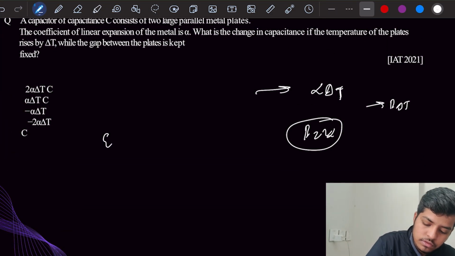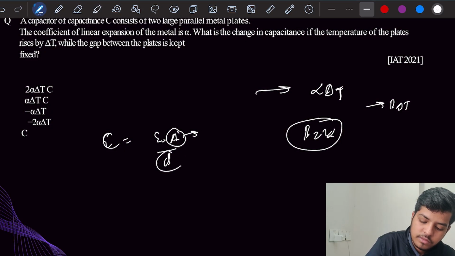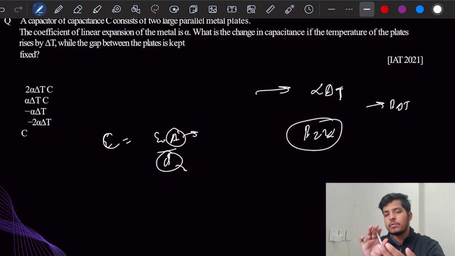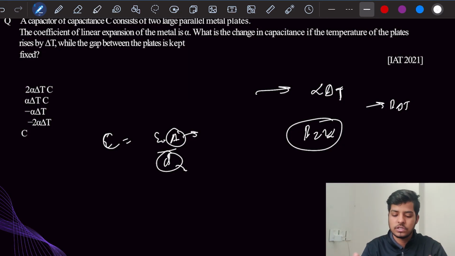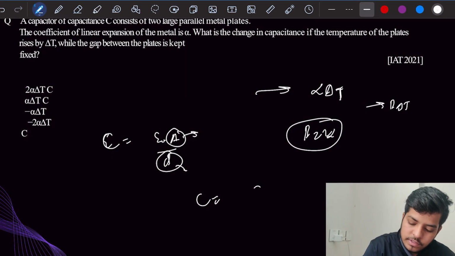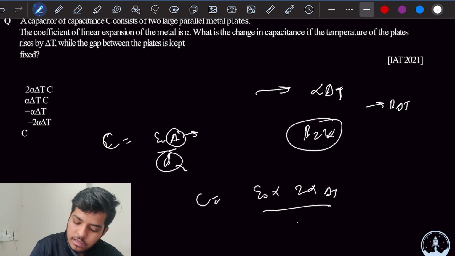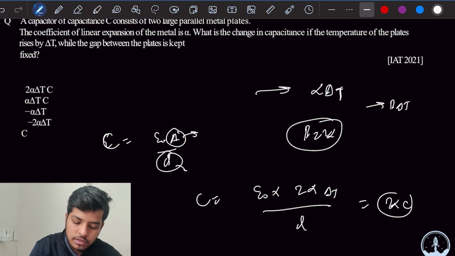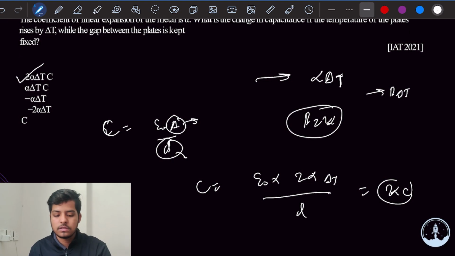C equals epsilon naught A by D, and this will be the area expression. D is fixed because the distance between the plates is not changed, only the width of the plates is changed. So C will be epsilon naught into 2 alpha delta T by D, which equals 2 alpha delta T into C. So A is your answer.